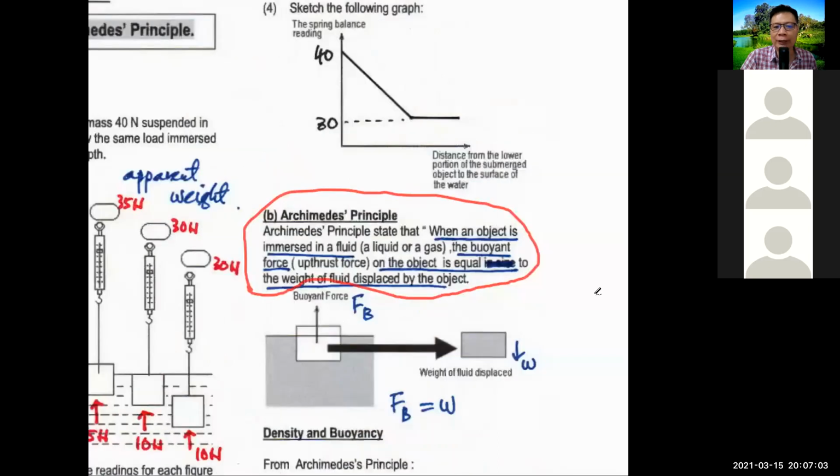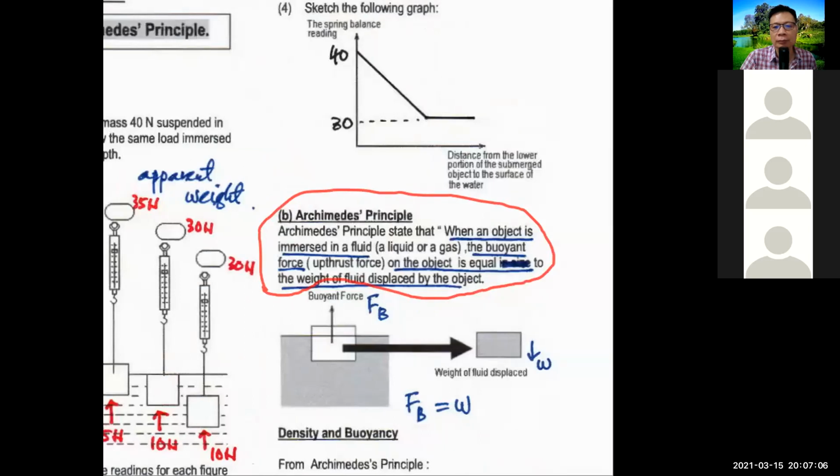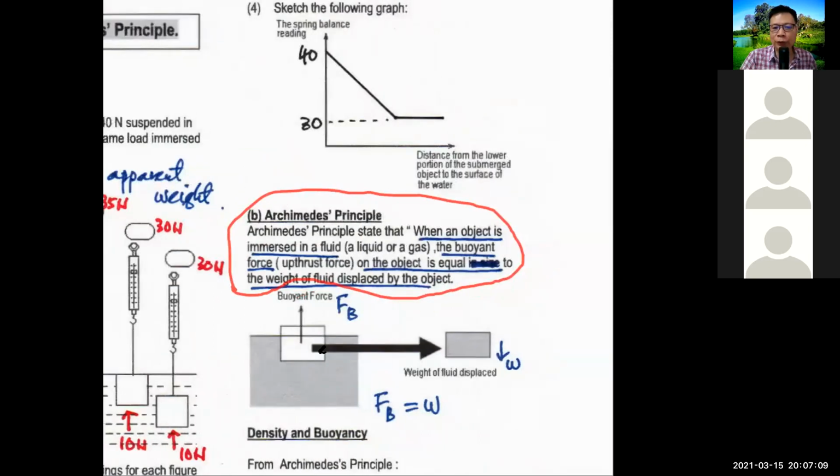Okay, next one. Please read this one. This diagram shows that when you put an object floating in the water, you have buoyant force. Buoyant force is the force going up. Then you have the weight of water displaced, weight of fluid displaced. This thing is submerged this much in the water, so the water displaced is like this, isn't it? So the weight of this water will equal the buoyant force. In other words, this buoyant force Fb equals the weight of this water displaced. So this is Archimedes principle.